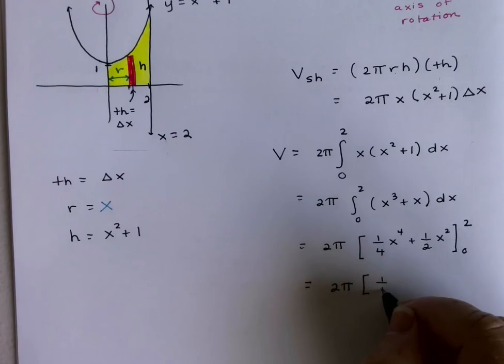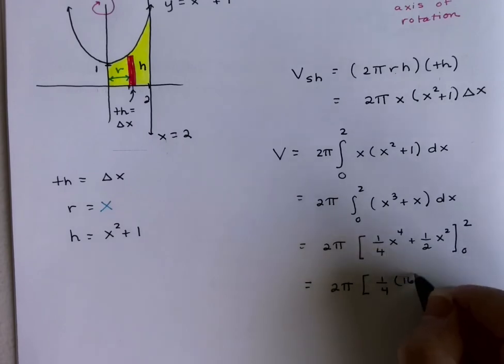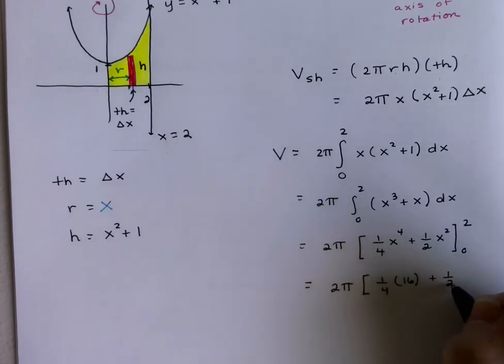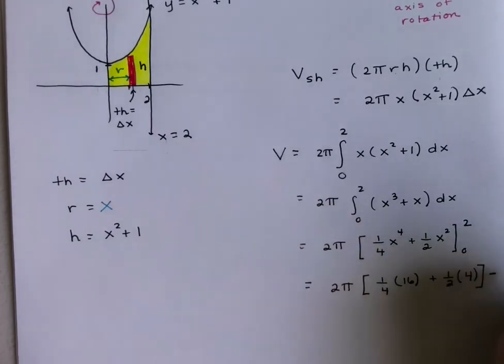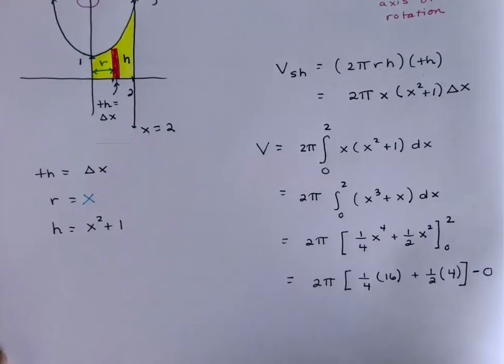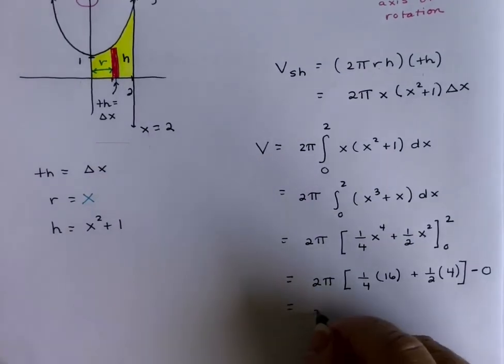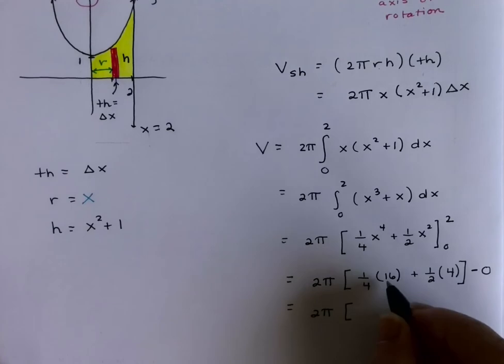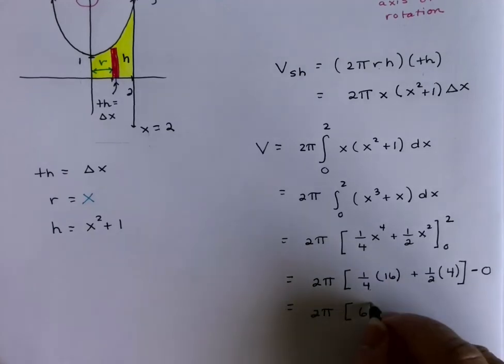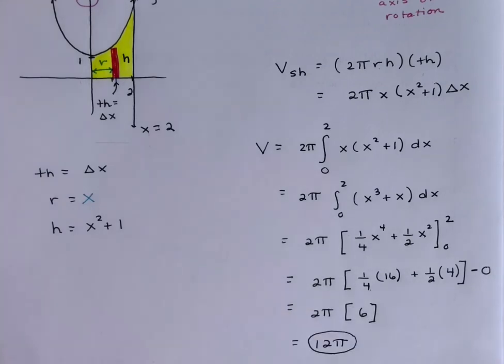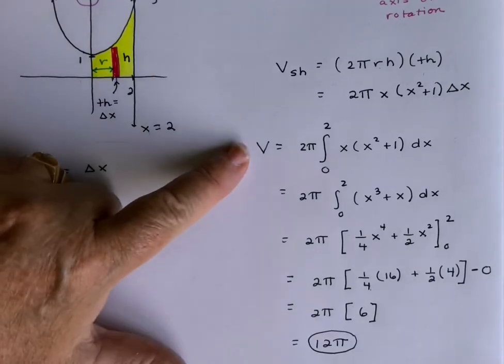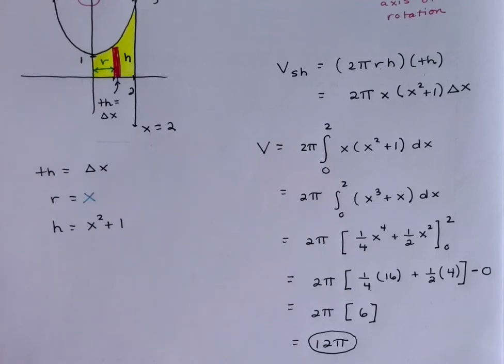That'd be 1/4 times 2 to the 4th is 16, plus 1/2 times 2 squared is 4, minus when I plug in 0, everything just becomes 0. It's 4 plus 2 would be 6, and there it is again. There's that 12 pi. Same answer as we got last time, but notice this time I could do it all with just one integral.